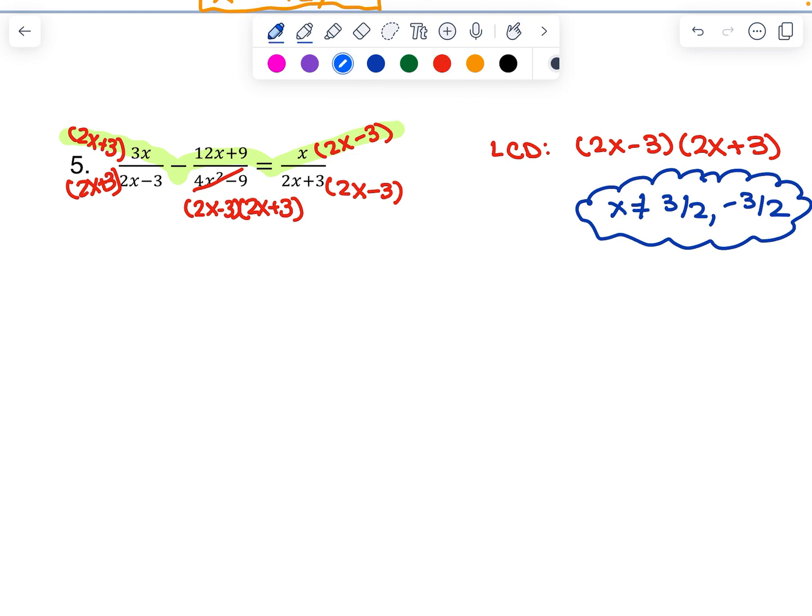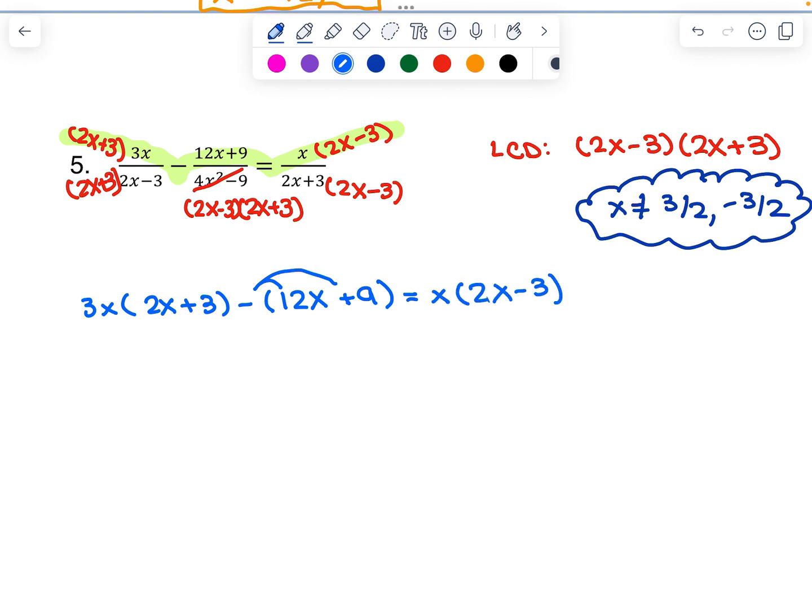So I'm going to have 3x times 2x plus 3 minus, and it's minus this whole thing, so you've got to be very careful here. It's actually minus 12x. If you're going to write plus 9, then you have to have that parentheses in there because you're going to have to distribute it, or you can change it right away to negative 12x minus 9, up to you. And then x times 2x minus 3.